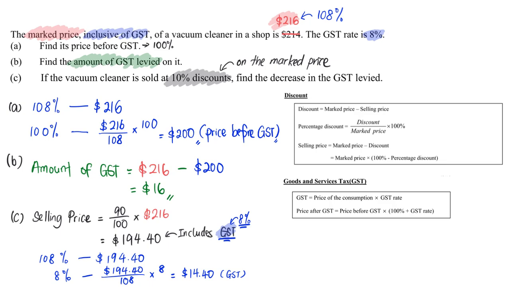And therefore, finally, I would then be able to find the decrease in the GST after the discounted price. So previously is $16, now is $14.40. So the decrease will be $1.60. With that, we have come to the end of this question.